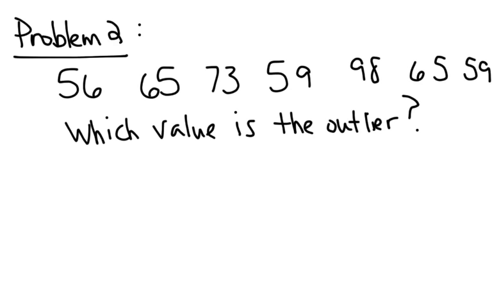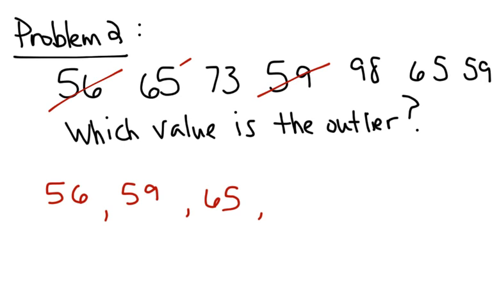So let's look at a set of data: 56, 65, 73, 59, 98, 65, 59. Which one of these values is the outlier? Well, if we put these in order from least to greatest, so I like to do this: 56, and then the next one is 59, and then the next one is 65, and then there's another 65. Oh, I missed another 59. See, that's what happens. All right, let's see.